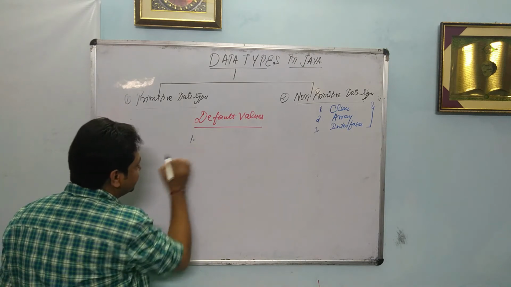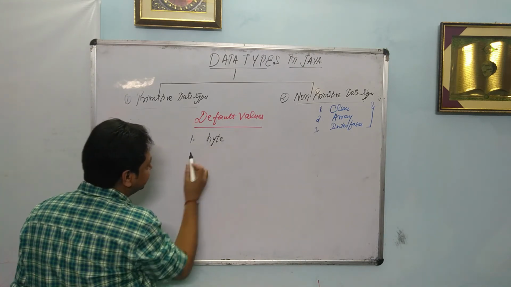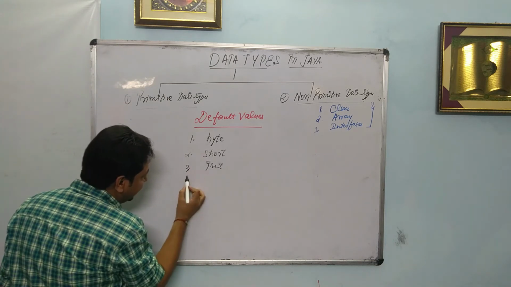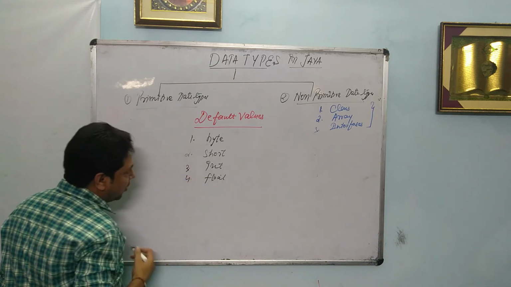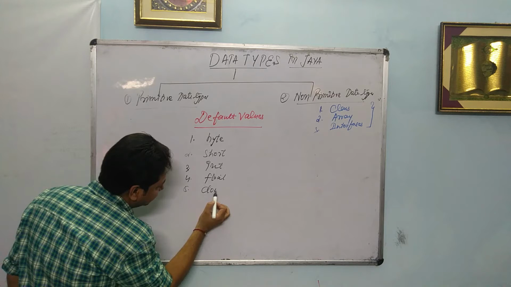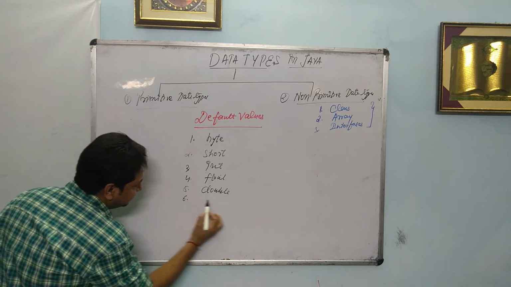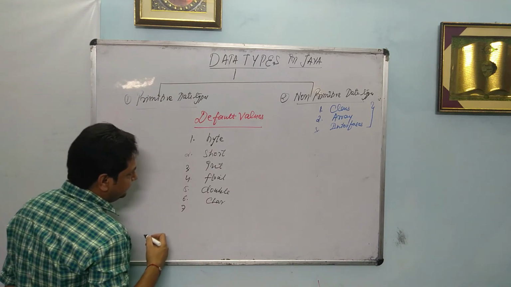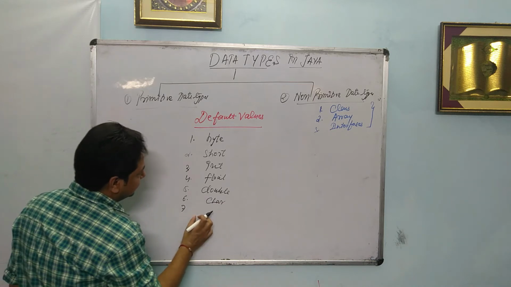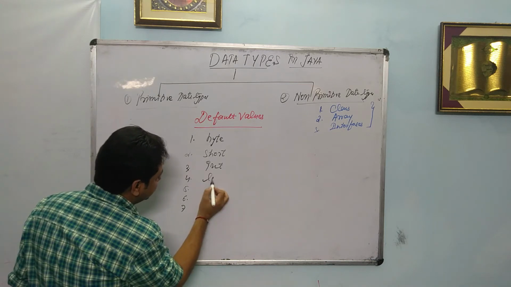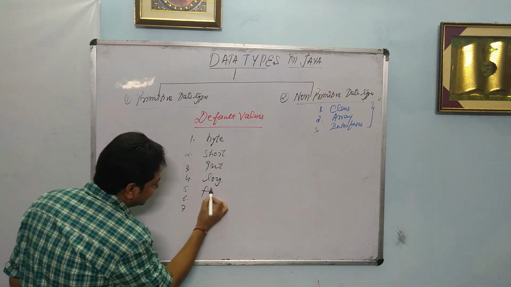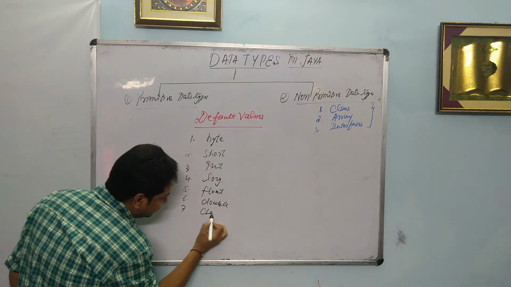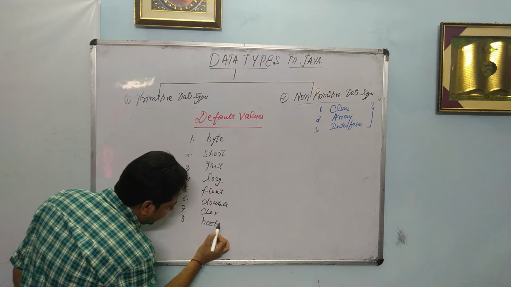Okay. Number one is byte, short, int, float, double, char, one is long, then float, then double, char, and boolean.